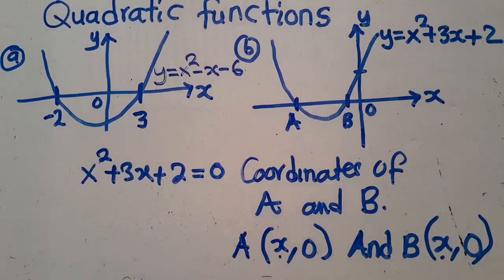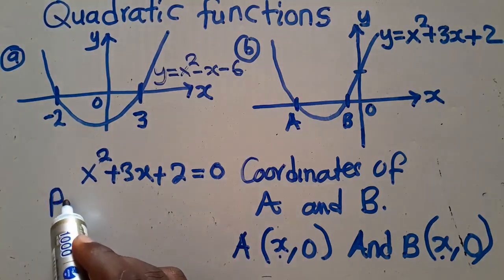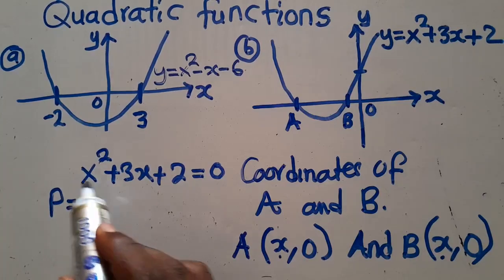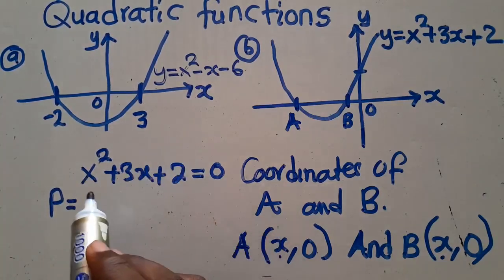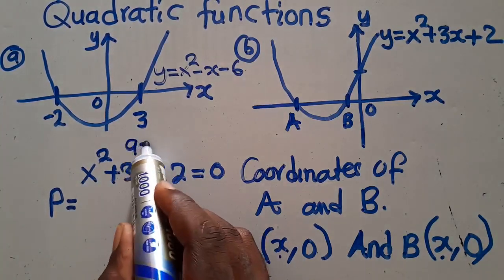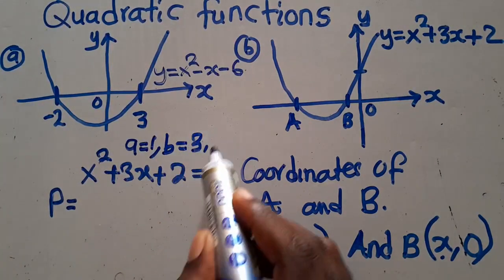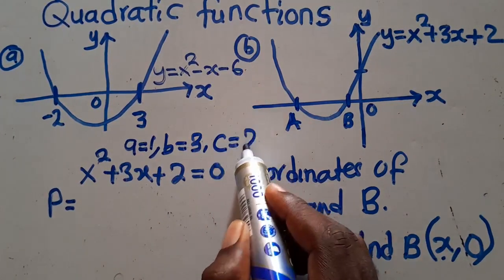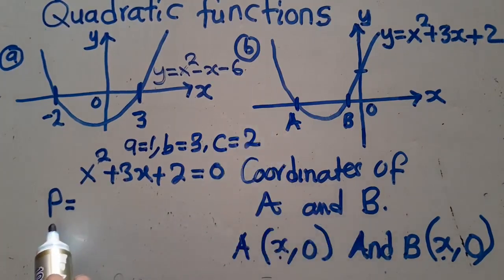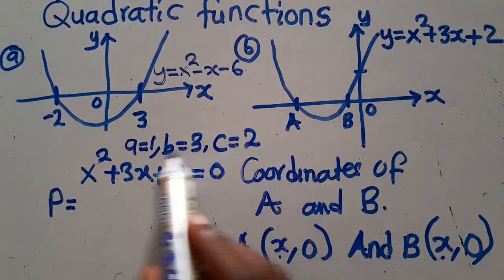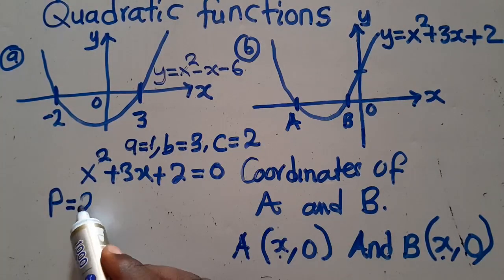And what's the easiest method to solve this? You use factorization method, where you find the product. How do you find the product? You say this times that, A times C. You know that A there is 1. What is our B? Our B is 3. What is our C? Our C is 2. So how do you find the product? You multiply A times C. 1 times 2, that is a 2.